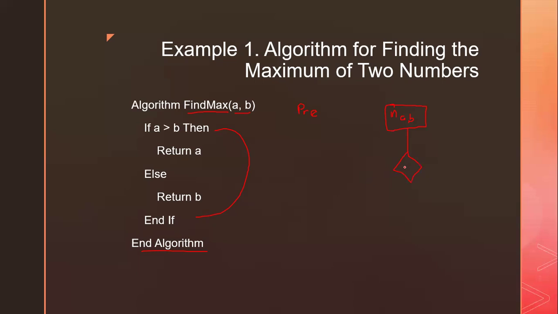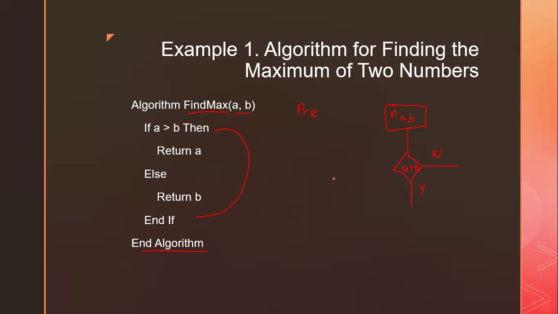Okay, our diamond. So our diamond says that if A is greater than B, so here we can have a true and we can have a false. Actually, not false. We can have no, and we can have yes. Something like that. So we've got a yes and a no there.